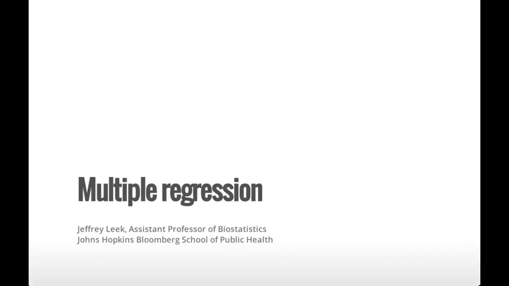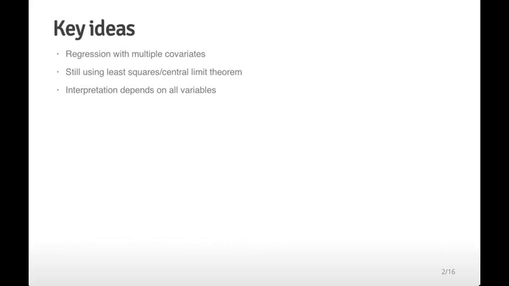In the previous lectures, we've talked about regression examples where you have a quantitative outcome and one covariate of interest, whether that's a factor variable or a continuous variable that you're trying to relate to the outcome. In this lecture, we're going to talk about multiple regression, which focuses on using multiple covariates in your model. And we're still going to use the same least squares approach for fitting the model, and then the central limit theorem for providing the inferential machinery for providing inferences.